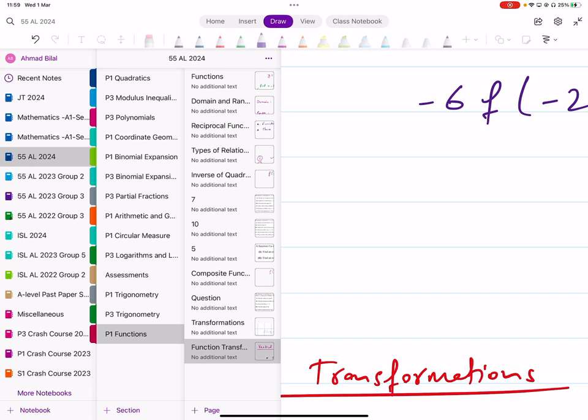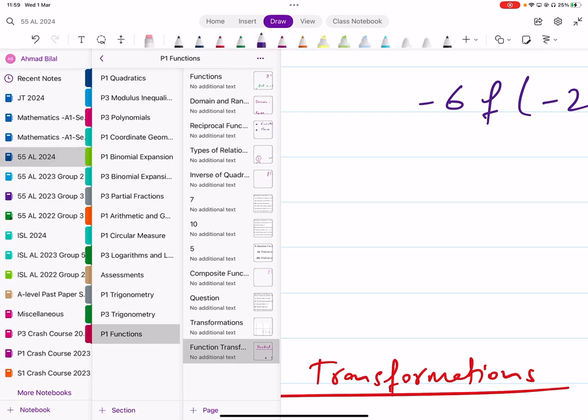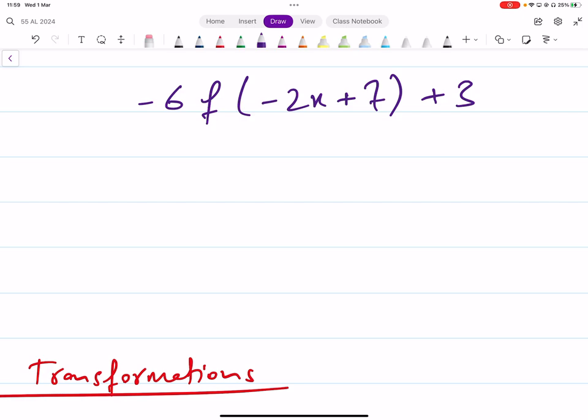Yes, someone. Sorry? Function transformations are not coming in the test. Functions तक आएगा sir. All right, that's it. I'll mark your attendance and then you can leave.